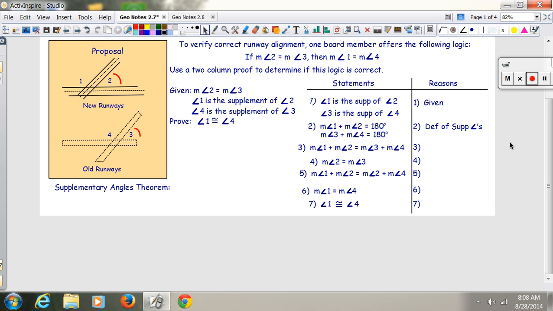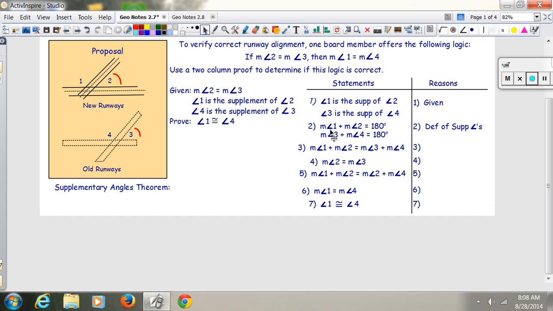So again, we've got to work our way logically down a proof. You can't start with the one equaling 180 when you haven't shown that they're supplementary yet. The only way you can say that they add up to 180 here is because you have to show first that they're supplementary angle. That's just definition of supplementary.